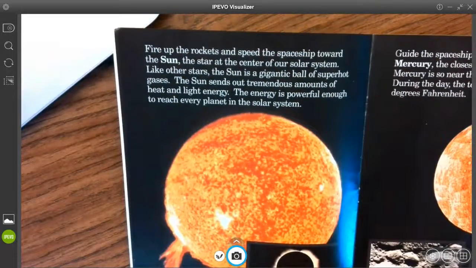Fire up the rockets and speed the spaceship towards the sun, the star at the center of our solar system. Like other stars, the sun is a gigantic ball of superhot gases. The sun sends out tremendous amounts of heat and light energy. The energy is powerful enough to reach every planet in this solar system.